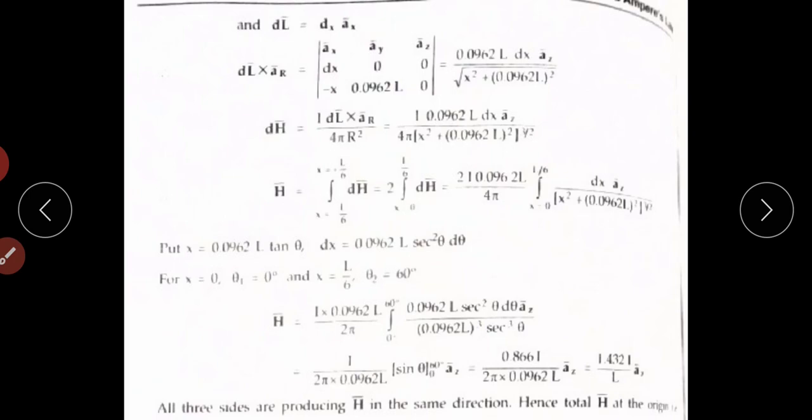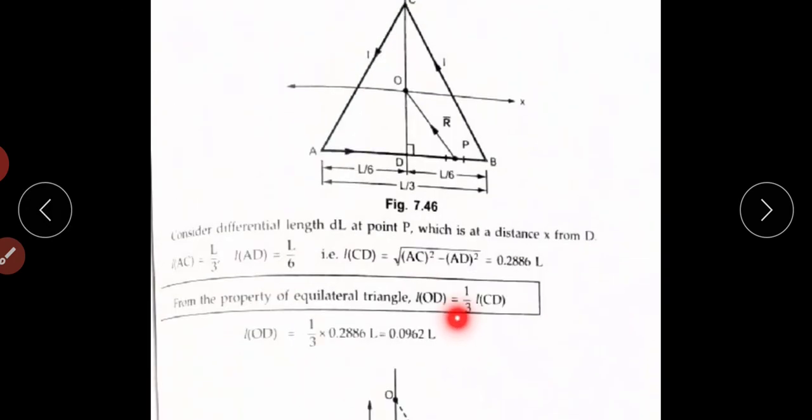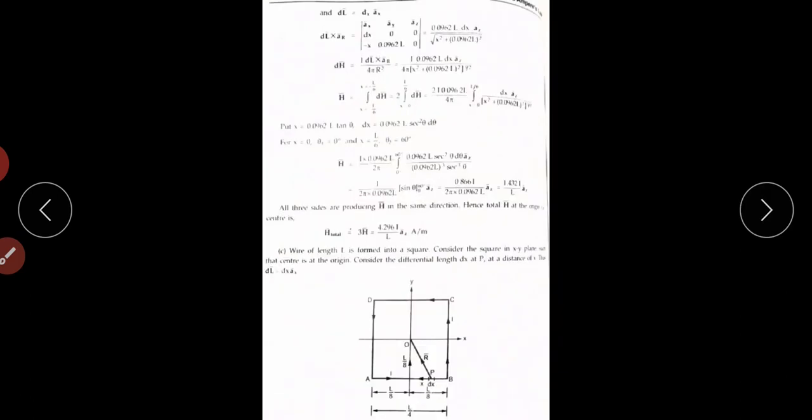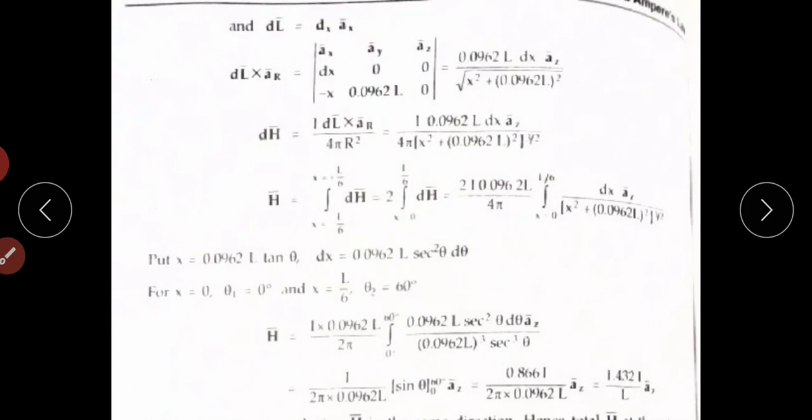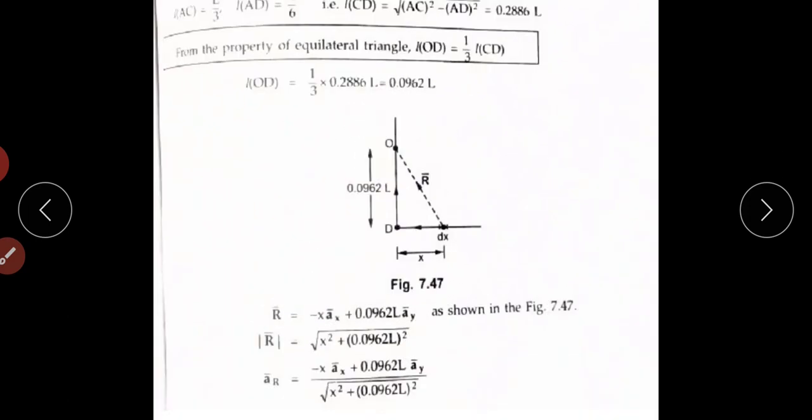So next one, the dL bar vector. Here dL bar is the differential length vector, dL bar equals dx into ax bar. It is parallel to this AB side, parallel to the x axis. So on AB, the differential length equals dx and the direction is the x axis direction. So dL bar equals dx into ax bar. Next, find dL bar cross aR bar.